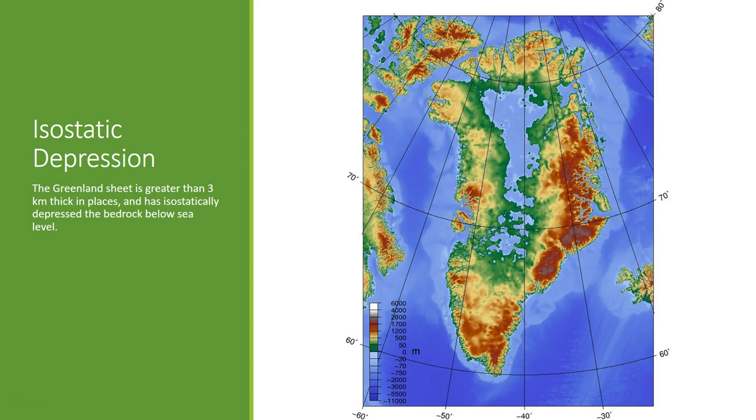In Greenland, the ice is greater than 3 kilometers thick in places. In the center of the ice sheet, the weight of the ice has depressed the bedrock below sea level in a phenomenon known as isostatic depression. If the glacier melted, the bedrock would return to its original elevation.